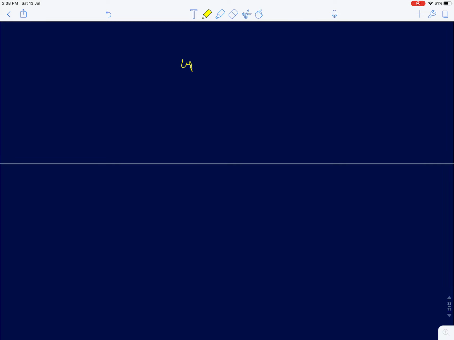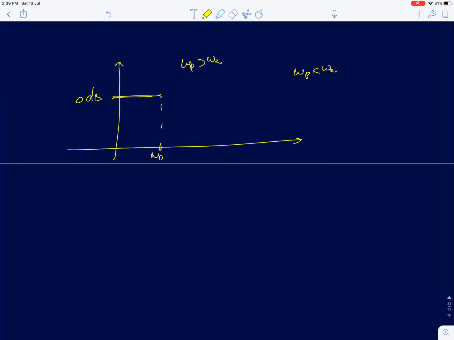So I just discussed one case when omega p is greater than omega z. So now if you are asked to plot for a condition when omega p is less than omega z, first you encounter a pole, and then a 0 later. So first you start from 0 dB. Okay, now as soon as you encounter a pole, your gain would start rolling down with a slope of minus 20 decibels per decade. Then you will encounter a 0. After that your gain would remain constant.